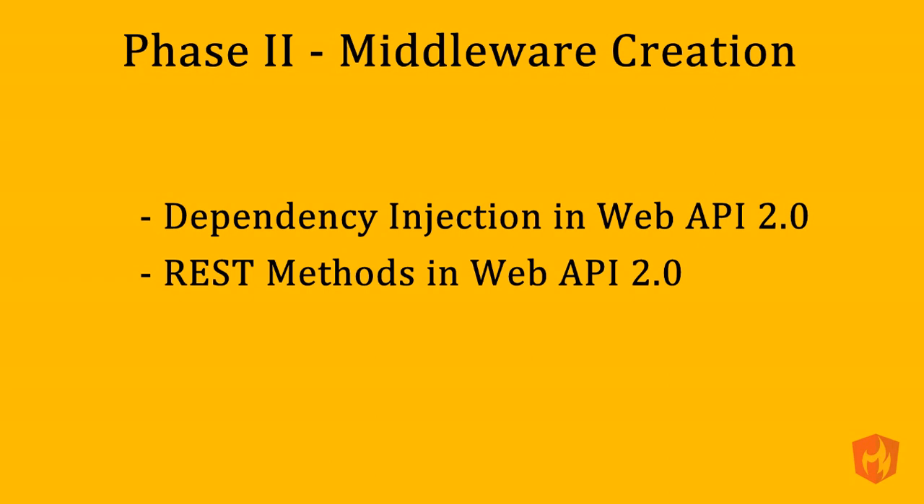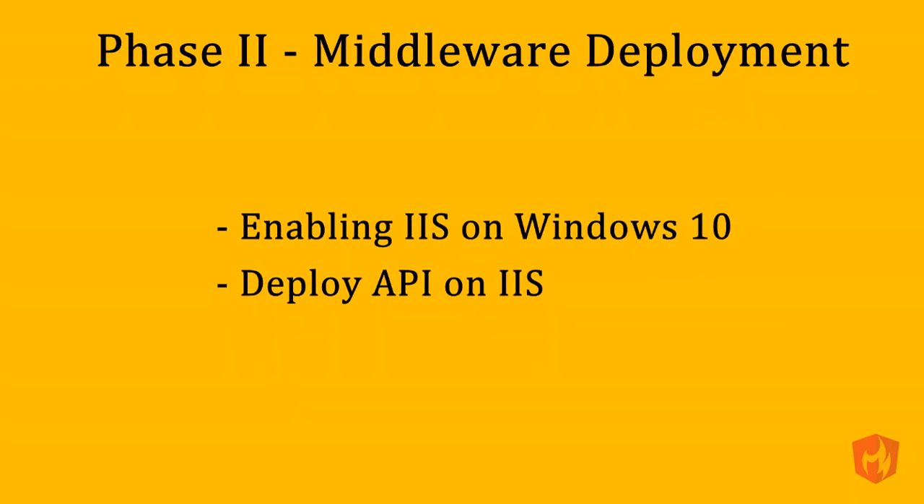Then finally we'll see how to use dependency injection in web API 2.0, and then we're going to create some REST methods such as put, post, get, etc. in our controller. And then we'll also see how to enable IIS on Windows 10, and then we're going to deploy our web API on IIS.